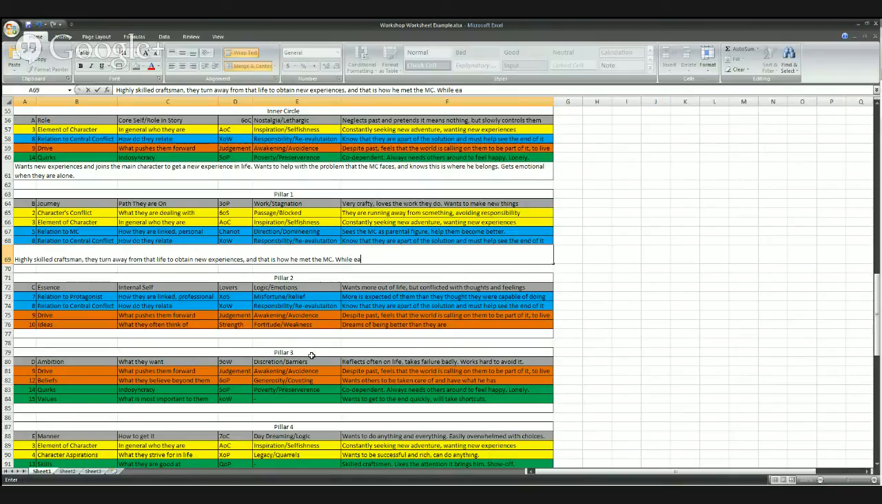While easily distracted, knows that the main character's journey is very important.